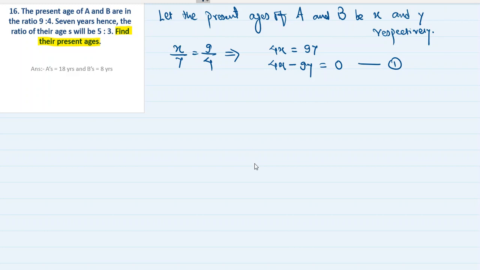Okay, so the present ages of A and B are x and y, and x and y are presently in the ratio of 9:4. So 4x is equal to 9y, or 4x minus 9y is equal to 0. 7 years hence. What do you mean by 7 years hence? 7 years hence means 7 years later. Okay, so let's write the statement.